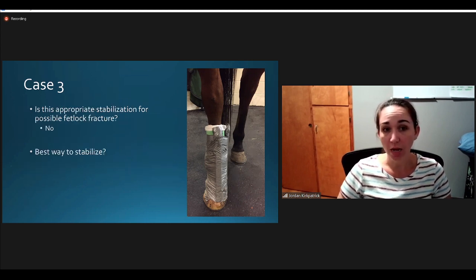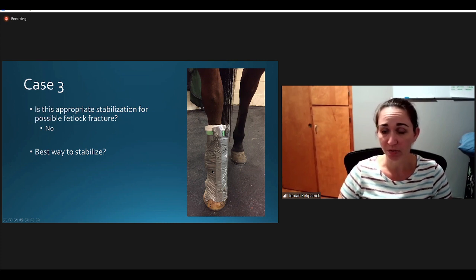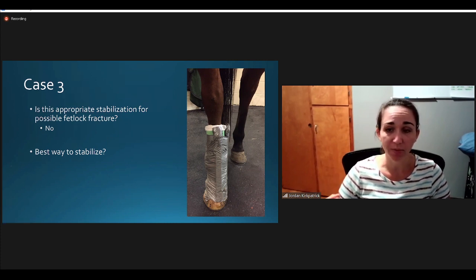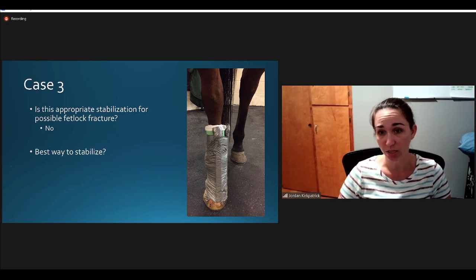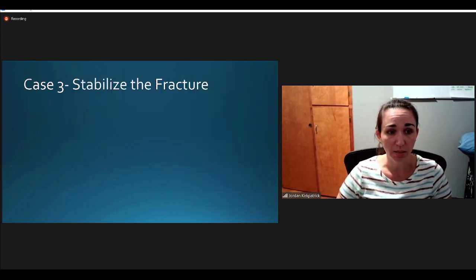So this is not appropriate stabilization. These are little pieces of wood that we have here to mix paint and paint cans. So they're very thin, probably maybe 2 to 3 millimeters thick, not very strong at all. So not a good way to stabilize this.